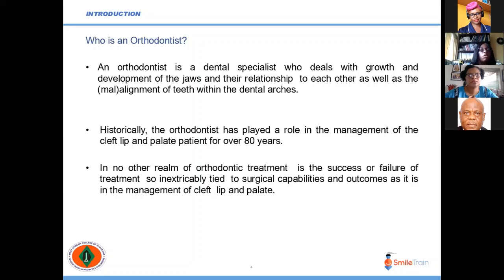Historically, the orthodontist has been a member of the cleft team since the inception of cleft teams. So they have been busy with the management of the cleft lip and palate patient for over 80 years. And in no other realm of orthodontic treatment are we inextricably tied to the oral surgeon in terms of outcomes. So if we have a good surgical outcome, our treatment is easy. And if we have a poor surgical outcome, it makes our treatment much more difficult.